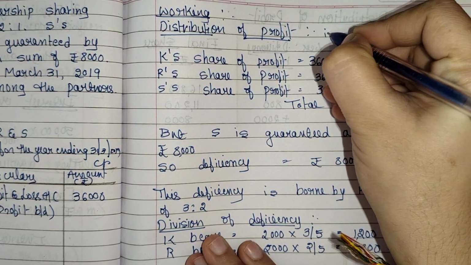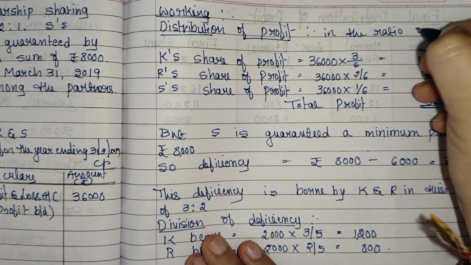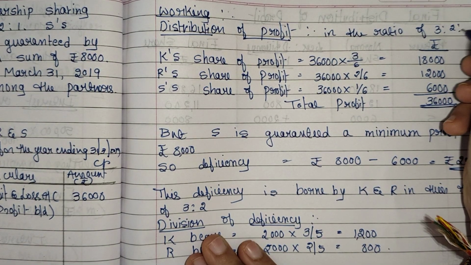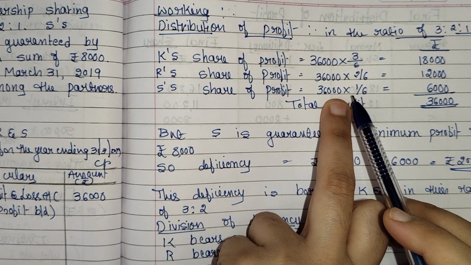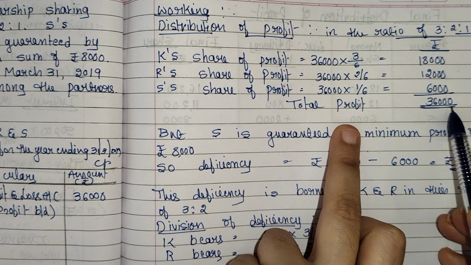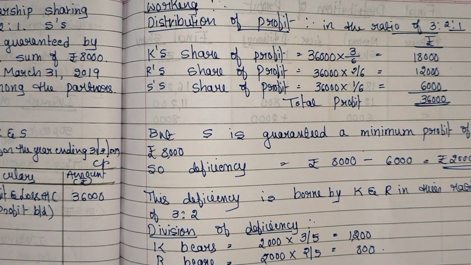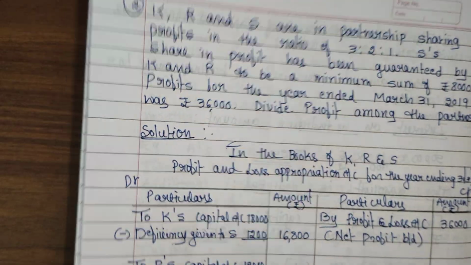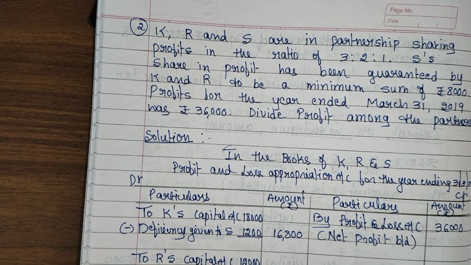Distribution of profit in the ratio of 3:2:1. Clear? Now S's share of profit, what? 36,000 into 1 divided by 6, that is 6,000. So total profit 36,000. But here what they said, S's share in profit has been guaranteed by K and R to be a minimum sum of rupees 8,000.